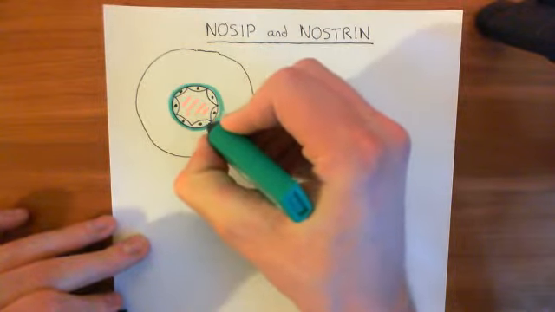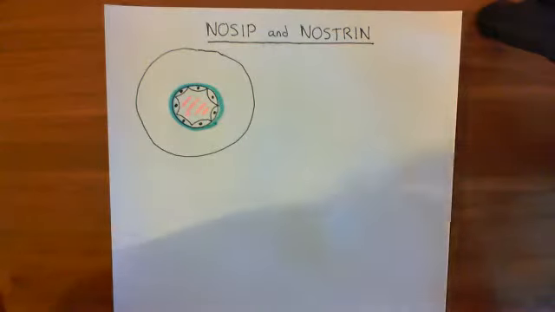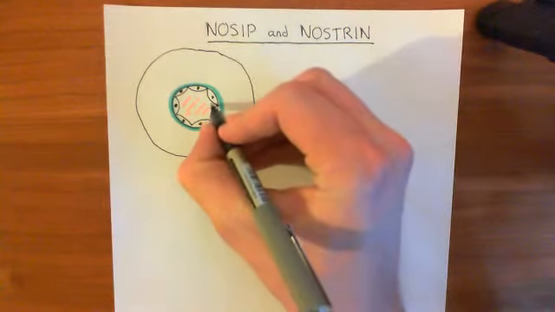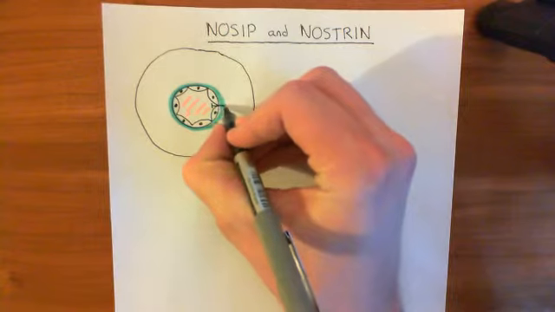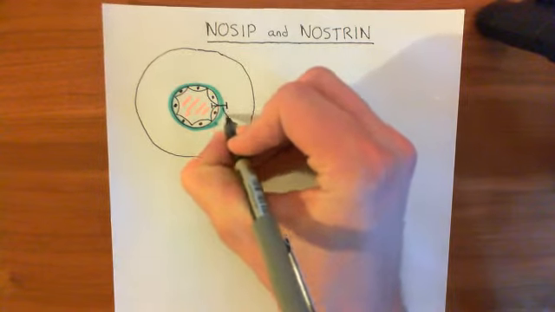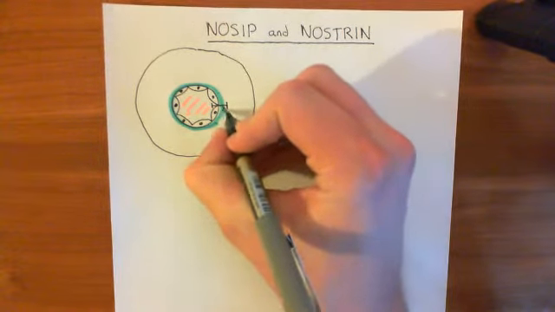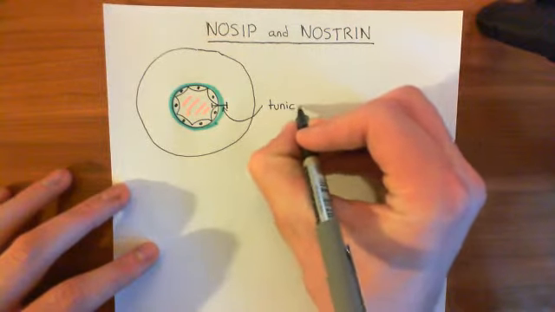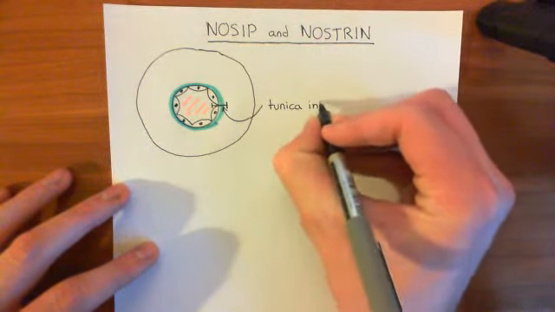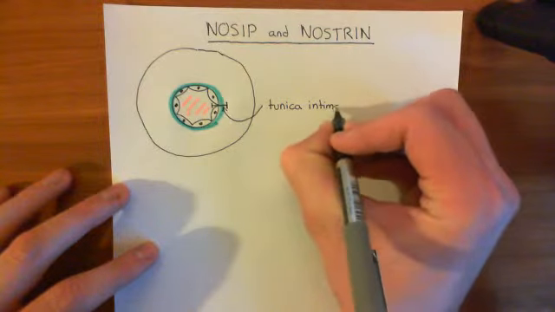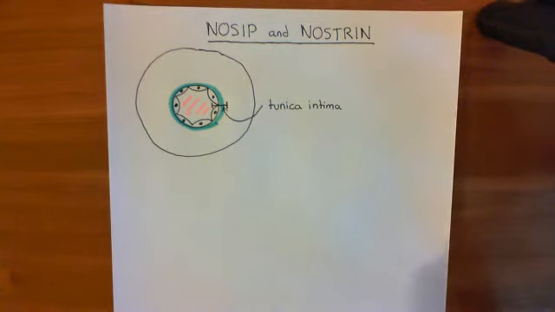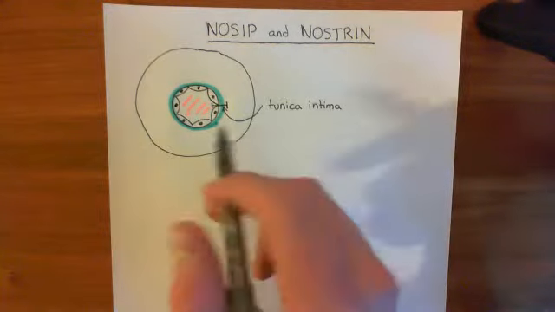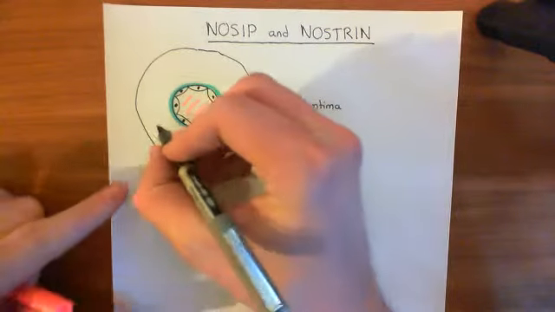Okay, and the basement membrane, this layer of collagen, along with the layer of endothelial cells, together, this is known as Tunica Intima. Tunica means layer, intima means close, so it's the layer which is close to the actual blood within the blood vessel. Okay, so around the Tunica Intima you then have the Tunica Media.